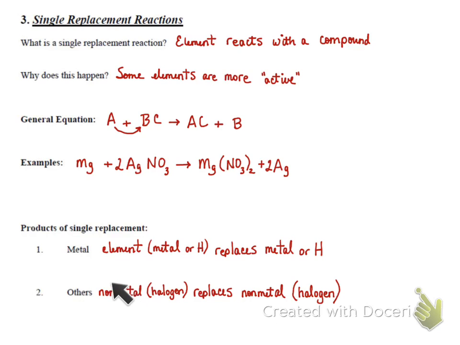So the products of a single replacement, if we have the element as a metal, which can be hydrogen or a metal, is going to replace the metal or hydrogen. So you're always going to replace the atom that is like the element. If it's a nonmetal, typically a halogen, then the halogen is going to come in and replace the other nonmetal, again, typically a halogen. And we'll show an example of that.